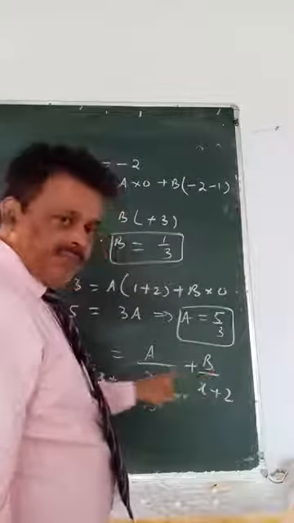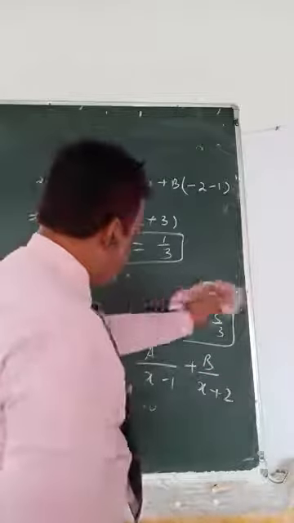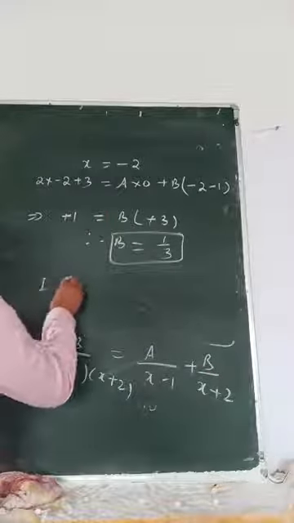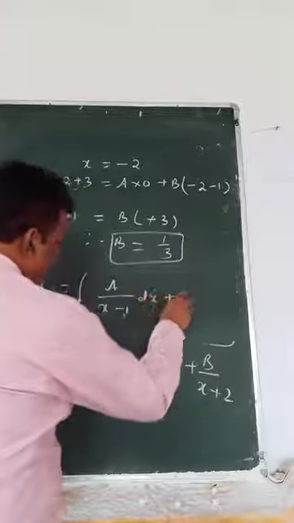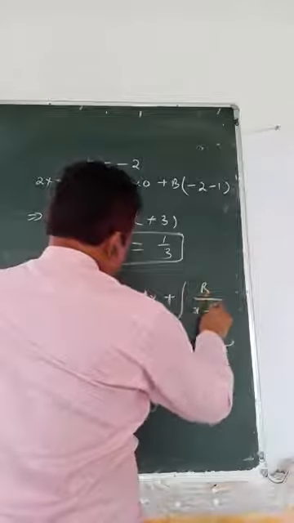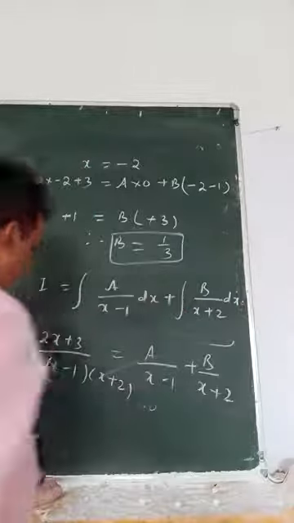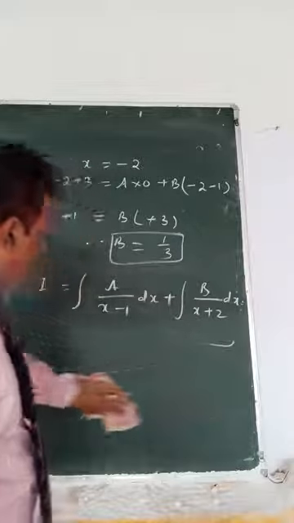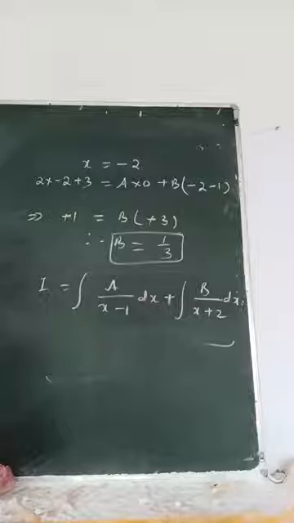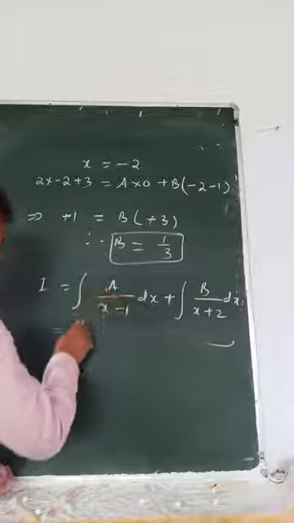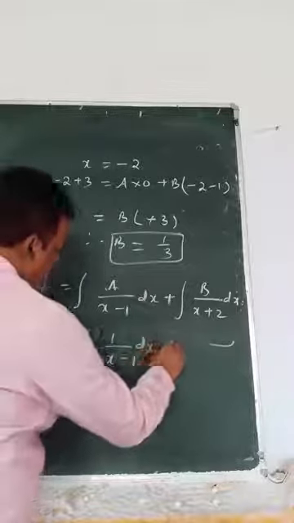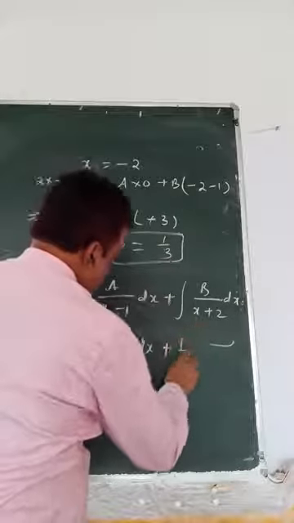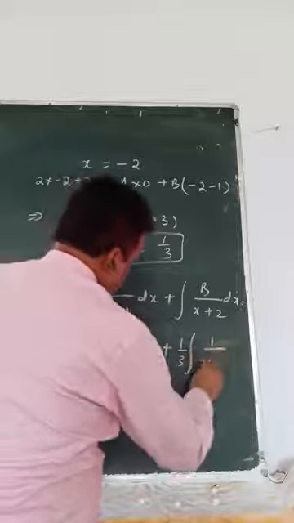Now we will put them here. So our integration I equals the integral of A/(x - 1) dx plus B/(x + 2) dx. Now put the values of A and B. What was A for us? 5/3. So if A is 5/3, I can keep it outside: 5/3 times the integral of 1/(x - 1) dx. B is 1/3, take it out: 1/3 times the integral of 1/(x + 2) dx.